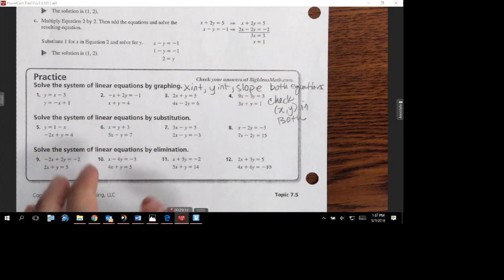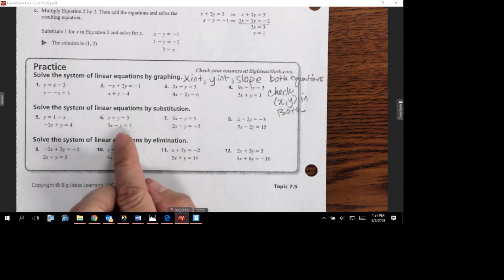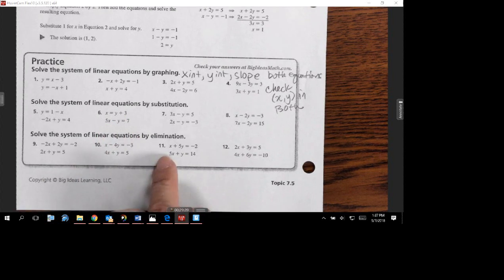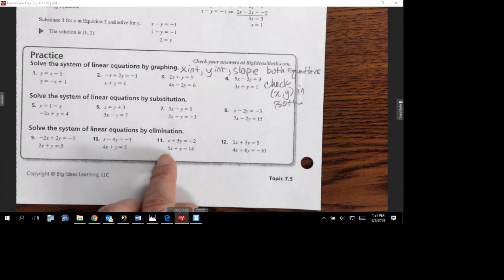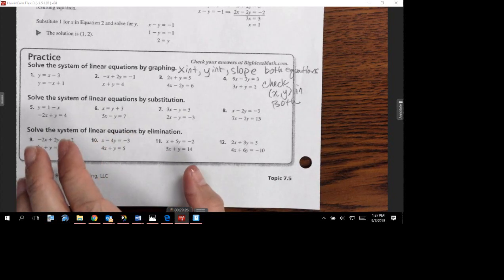That's for your graphing. For the substitution, you're going to use substitution the way we did it in the paper. Make sure you do plug in 1, check in 2. And then elimination, you're going to use the last thing we did today. Your assignment is this worksheet. Everybody got a graph paper?